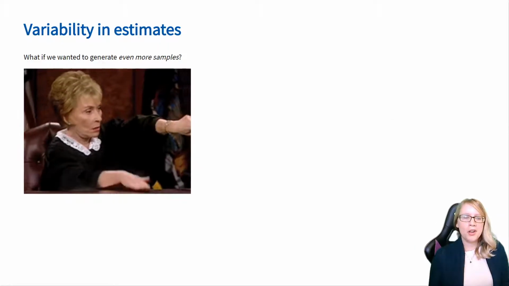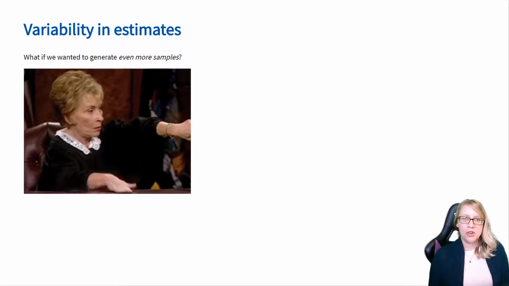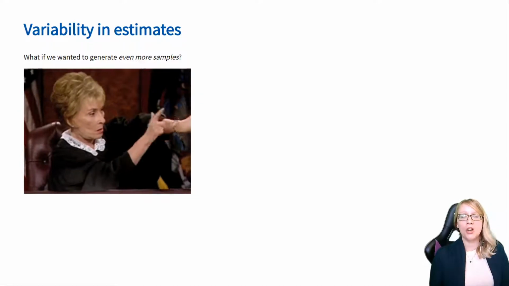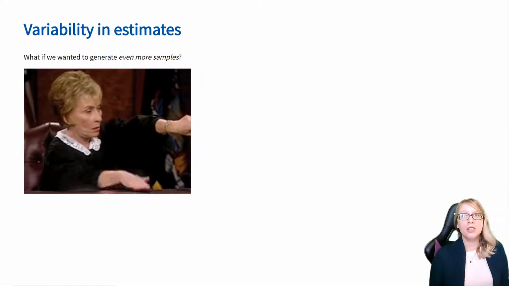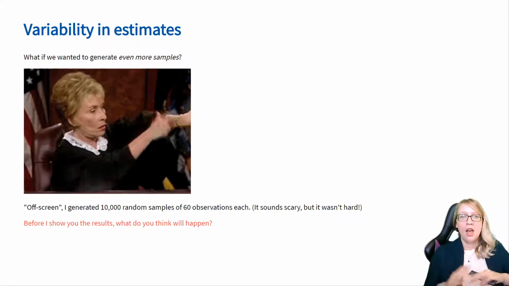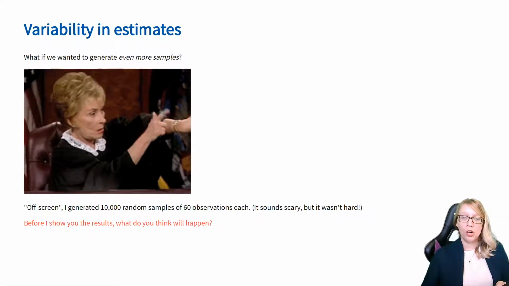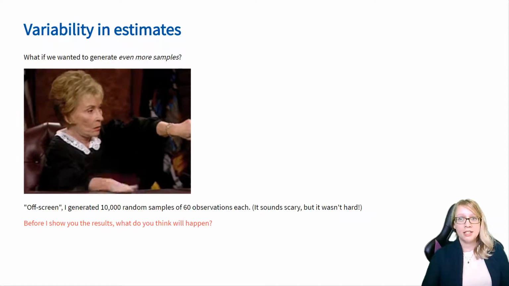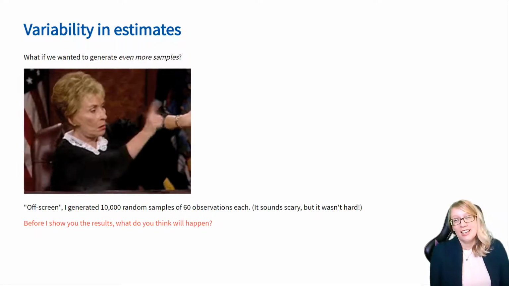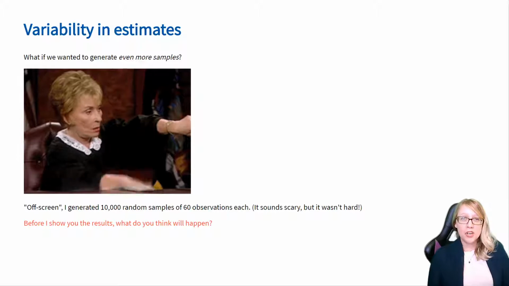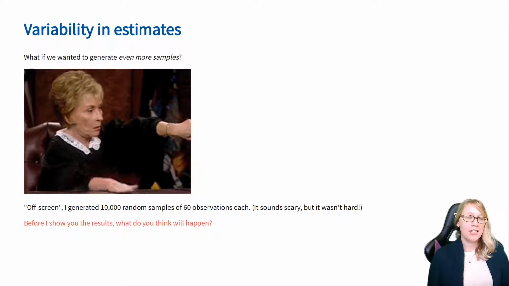Now, we want to do this quickly. We don't want to be taking samples by hand. We don't want to be writing code over and over and over and over to generate these samples. So here is what we'll do. Off screen, before recording this, I generated 10,000 random samples of 60 observations each. Turns out it wasn't that hard. We'll do this in class. Before I show you the results, what do you think is going to happen?